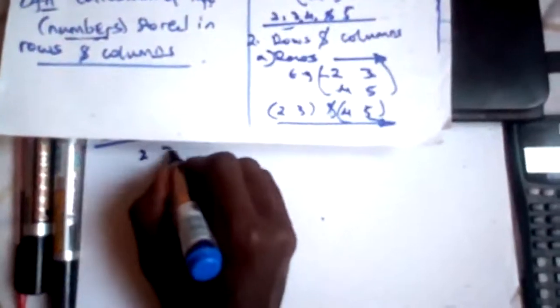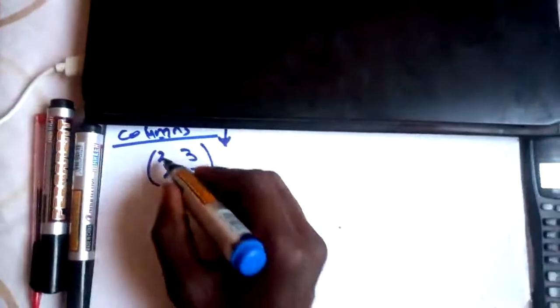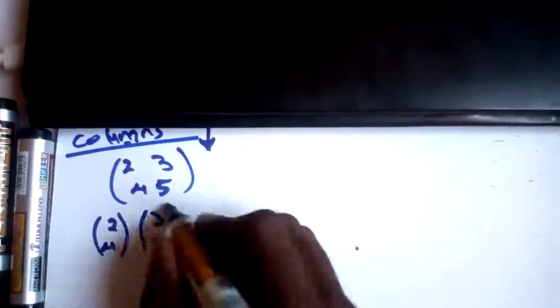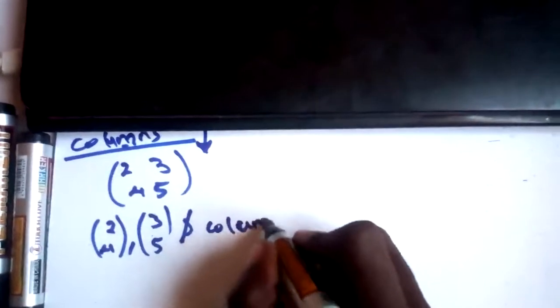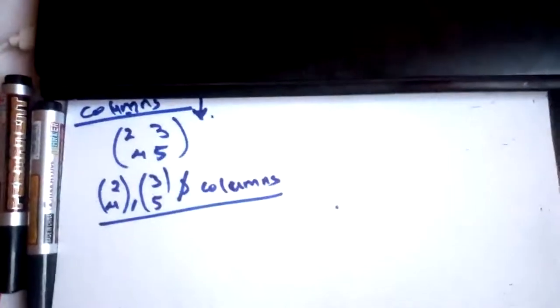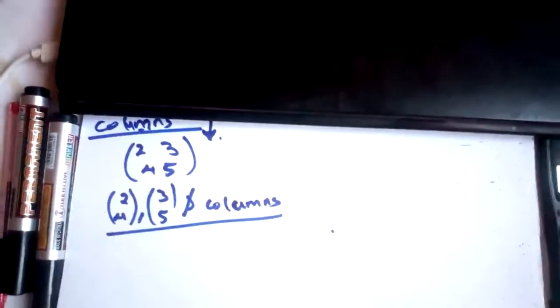Let us have our matrix back. If I have the matrix 2, 3, 4, 5, the entries which move from the top to the bottom are 2, 4, and 3, 5. So these are the columns of the above matrix. Hope that one is clear for all of us.